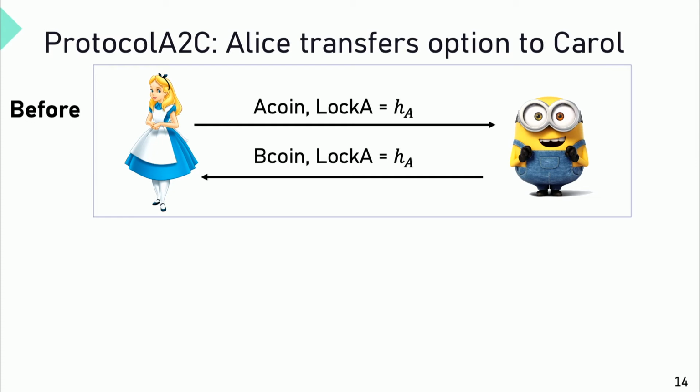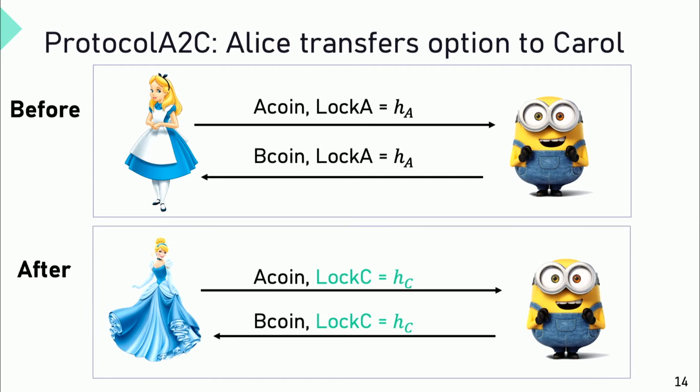The protocol is really complicated, so here I will just focus on introducing the ideas underlying the protocol rather than precise details. Before protocol A2C is executed, Alice holds an option provided by Bob. After protocol A2C is successfully completed, Carol will hold the option provided by Bob, and the hash value will be replaced by some hash value generated by Carol.